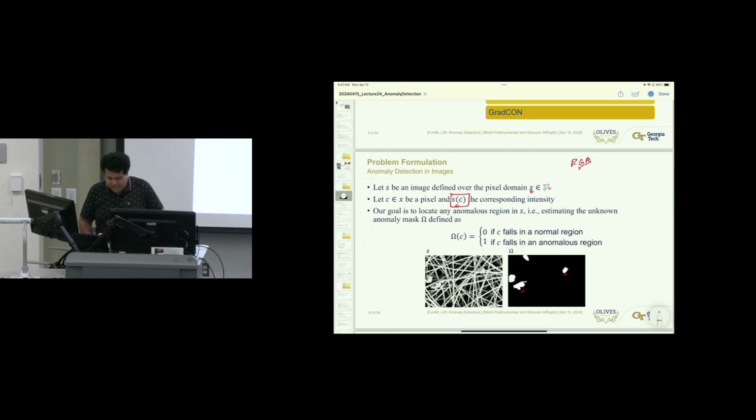In this case, the statistic that we are going to be using is S of C, which is our intensity value. Our goal is to estimate this omega of C, which is essentially a binary mask, and that is going to be 0 if pixels fall in the normal region, and it's going to be 1 if it falls in the anomalous region. It's basically this binary mask. So all these regions over here, for instance, are anomalous because they have the value 1, and you see the color intensity. White is essentially 1, and black that you see everywhere else has an intensity of 0.